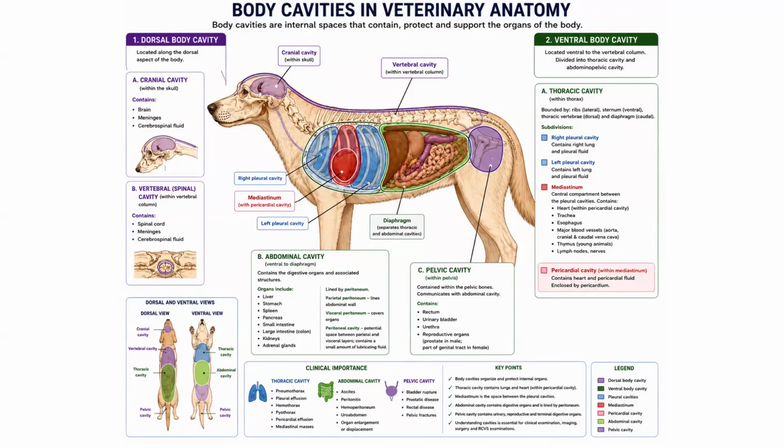Body cavities are internal spaces that contain, protect, and support the organs of the body. So they are trying to tell you that the internal organs in the body of an animal are found within a space, an internal space in the body.